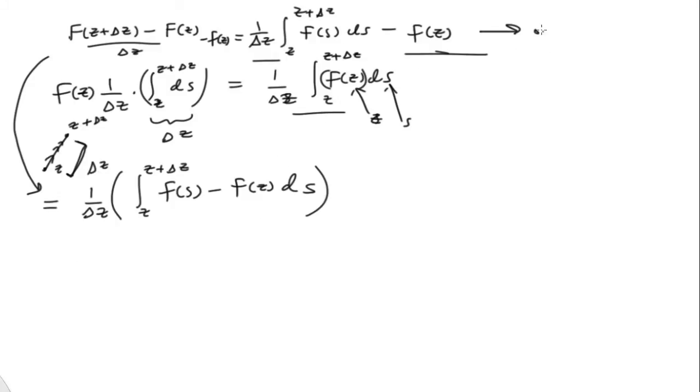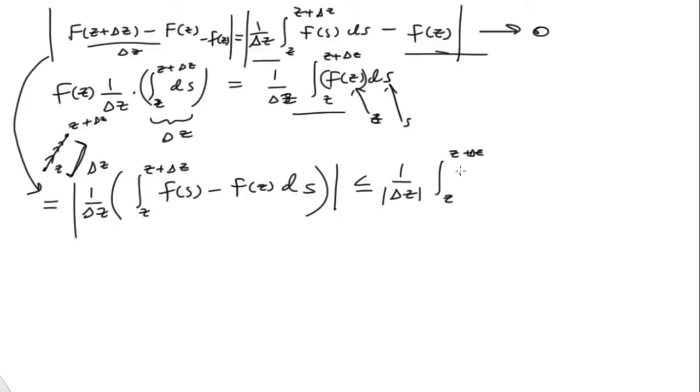So I want to prove that this thing goes to 0. The thing I can do is put absolute values on it, because if the modulus goes to 0, the thing inside is also going to 0. Then we're going to use our bounding modulus for integrals. That becomes 1 over the modulus of delta z, times the integral from z to z plus delta z of the modulus of the integrand, ds.